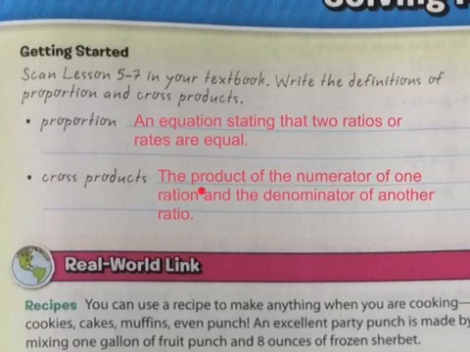Well, we use the product of the numerator of one ratio and the denominator of another ratio. So we go from numerator down across, so that the product of 2 times 8 is 16, and the product of 4 times 4 is 16. And that way we know that both of these are proportional.